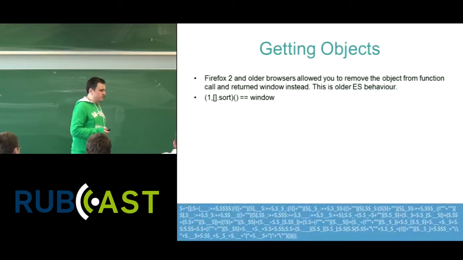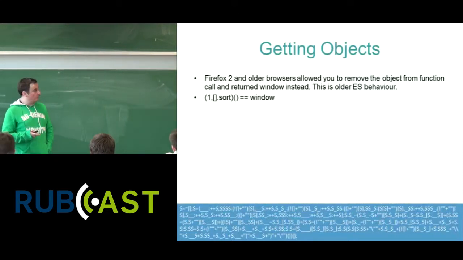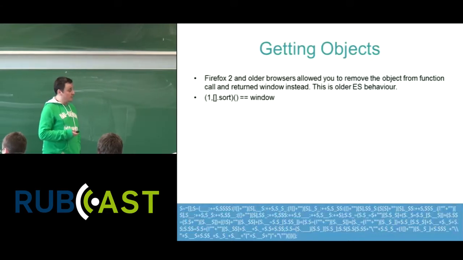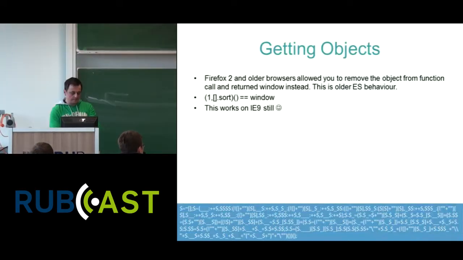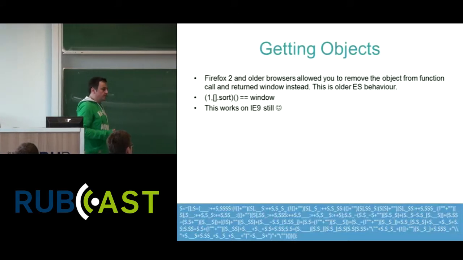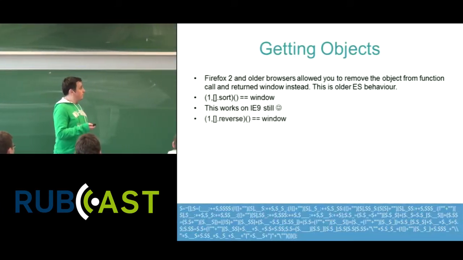In the older specification, it says it should return the window object. Now it returns undefined, but it did return the window object. This still works with IE9, which is quite cool. If you can get a window, then you can start to call alert, eval, location. Reverse does the same thing.